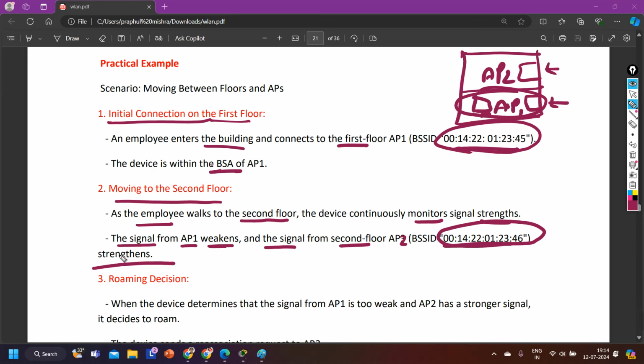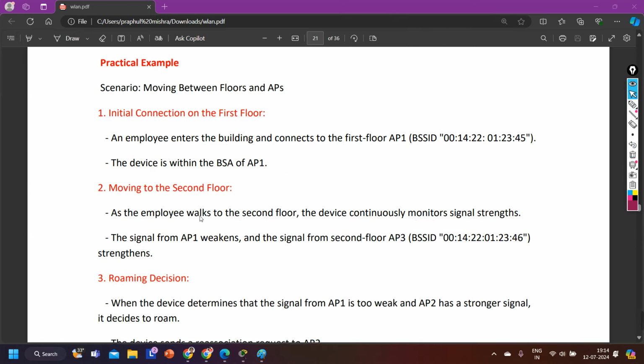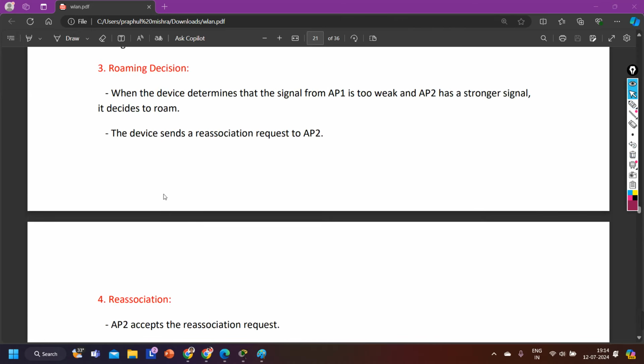So once the device starts getting a strong signal from AP number 2 and a weak signal from AP number 1, it will take a roaming decision. Roaming decision means when the device determines that the signal from AP1 is too weak and AP2 has a strong signal, it decides to roam. It means it decides to connect with AP number 2. So roam means moving from one AP to another AP.